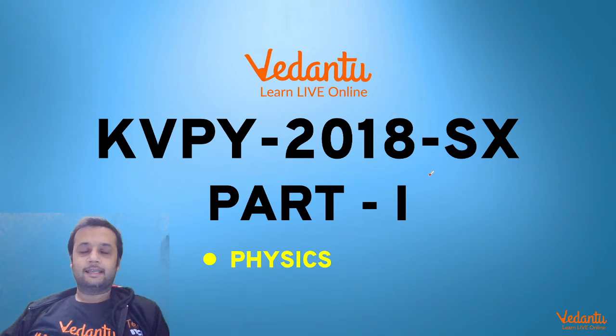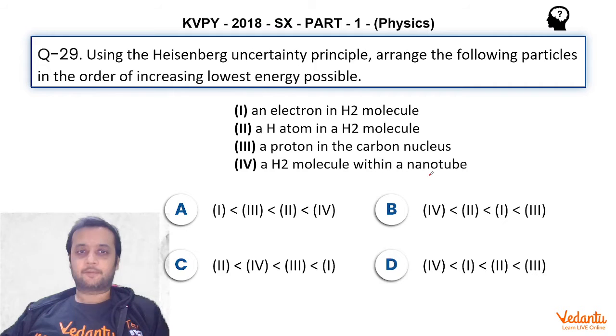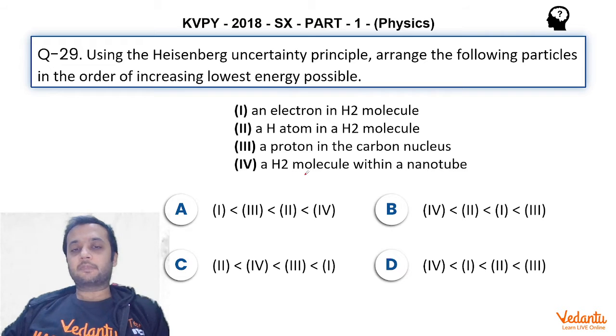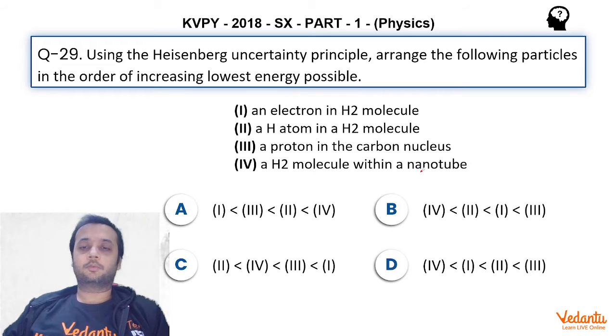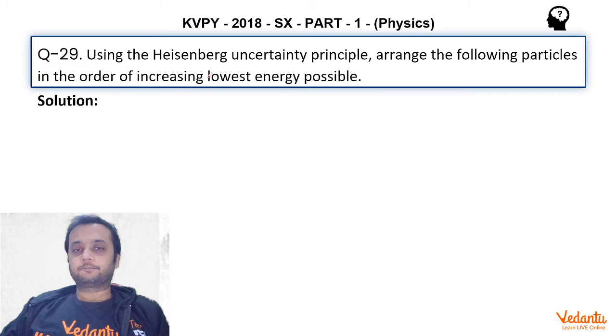Hi dear students. Let's see this question that came in the KVPY 2018 SX Part 1 Physics paper. Basically, this was a very nice question based on the Heisenberg uncertainty principle. We have to find the correct order of energy, and there are four cases given: electron in hydrogen molecule, hydrogen atom in hydrogen molecule, proton in carbon nucleus, and hydrogen molecule within a nanotube. Now, the question says that we have to use the Heisenberg uncertainty principle.